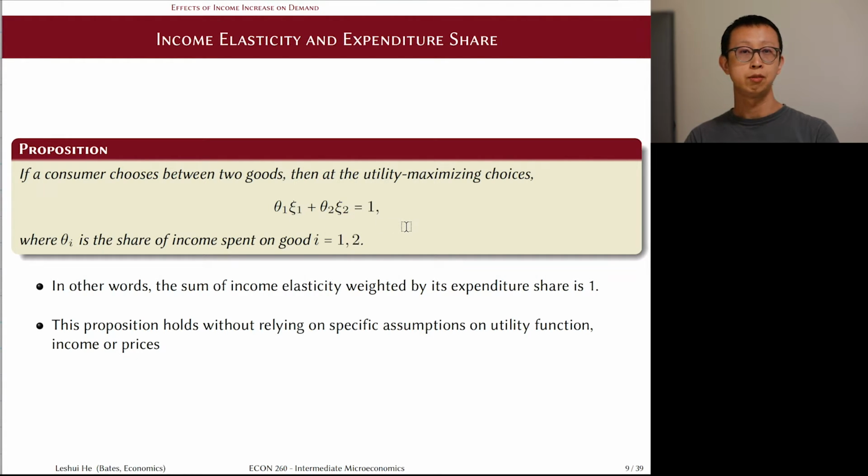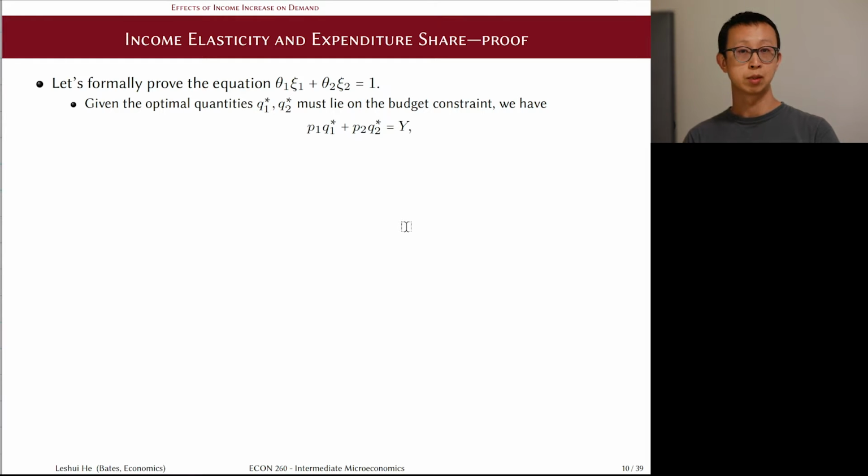Note that such a very specific relationship actually holds regardless of the utility function, the income level, or the prices. And now let's try to prove this expression. Surprisingly, the proof only takes a few lines. So just like our previous intuition, the key for the proof is that the optimal consumption bundle must lie on the budget constraint. Therefore, the optimal quantities Q1 star and Q2 star must satisfy our expression for the budget constraint.